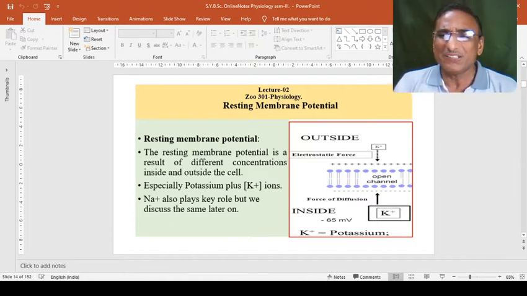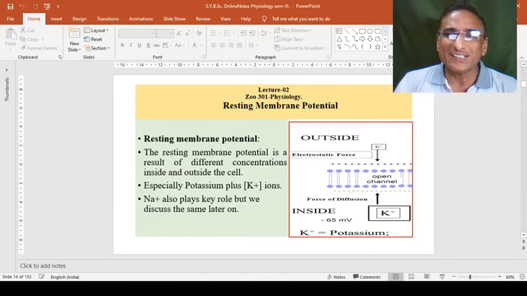In each and every cell, naturally, the biochemical elements are always there, and they perform all the physiological activities related to that particular cell. Now here in nerve cells especially, we see how the potential activities are carried out. Especially potassium, that is K plus ions, and sodium, that is Na plus ions, play a key role in the membrane.